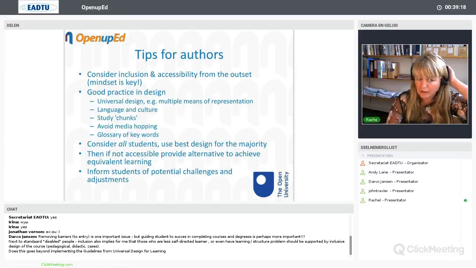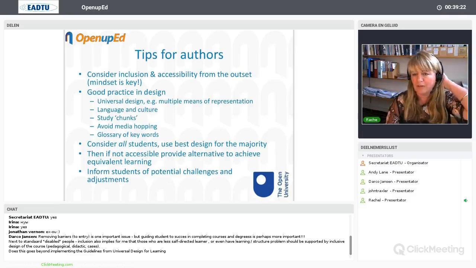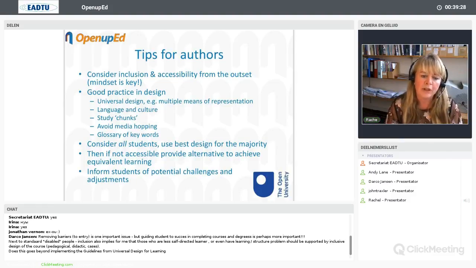And again, another obvious one, but provide a glossary for students, because this will help especially if English is not their first language. And I think the main take-home point really is that it's about thinking about what's the best approach for all students.